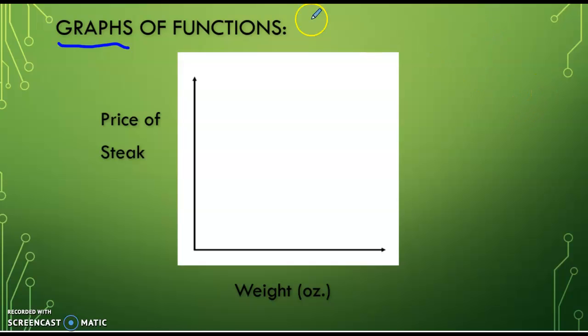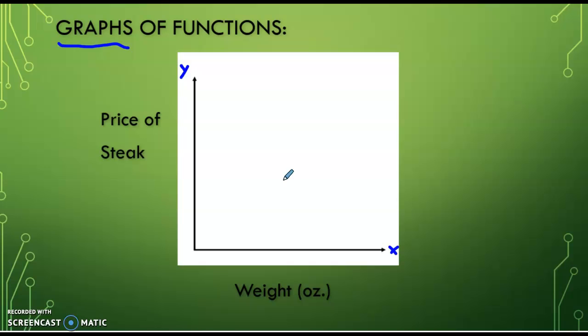Now, in this instance here, we're comparing two things, the price of steak, which is graphed along the y-axis, and then the weight in ounces, which is graphed along the x-axis. So we're comparing these two things. So ask yourself, think about if you've ever been to the grocery store and if you've ever purchased meat in the meat department, what is the relationship between weight in ounces or pounds or whatever and how much you end up paying for the steak? There is a relationship there. What do you think it is?